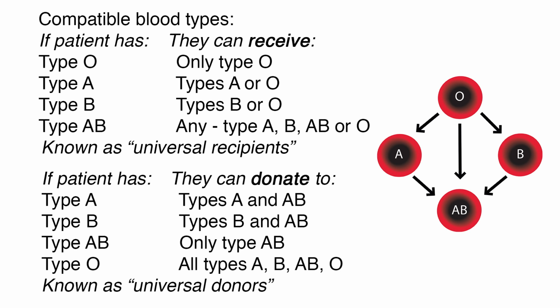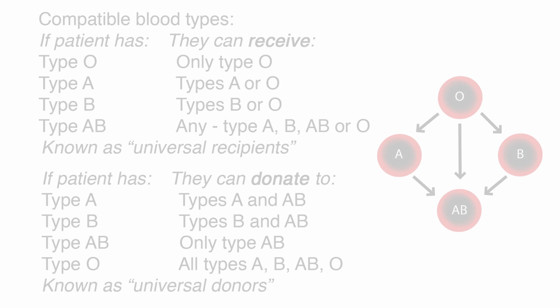If a patient has type A blood, they can donate to types A and AB. If the patient has type B, they can donate to type B and AB. If the patient has type AB blood, they can only donate to type AB. And if the patient has type O, they can donate to all types, A, B, AB, or O, and they are known as the universal donor.